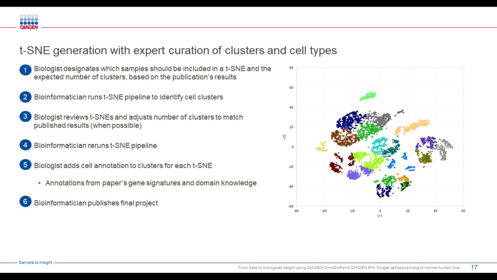Then the bioinformatician runs the t-SNE pipeline to match the publication. An additional curation may be added by the biologist to help identify what the individual cell types are, using an annotation of the paper of the individual gene signature for cell types and domain knowledge of the biologist. And then the final project is submitted for publication into the Land.